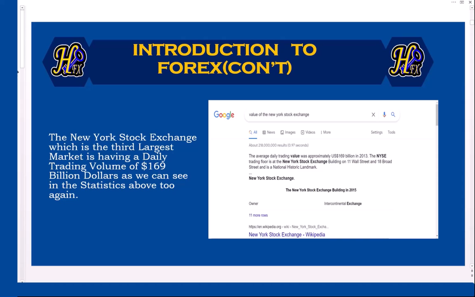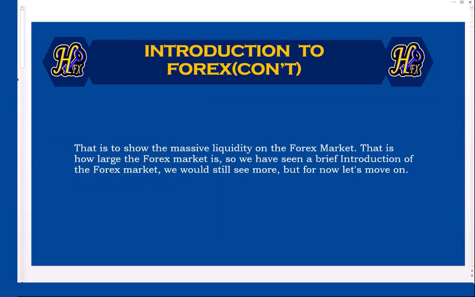Now the reason why we are combining all these markets is just to show the massive liquidity of the forex market. When they say liquidity, we are just talking about cash. So this is just to show you that among all the three markets, cash flow in the forex market is bigger than the rest too. Now that is how large the forex market is.